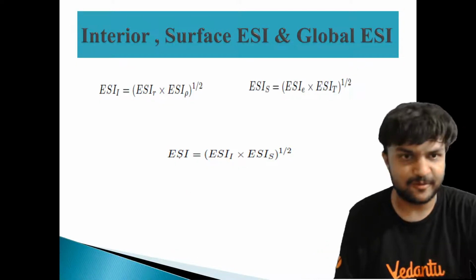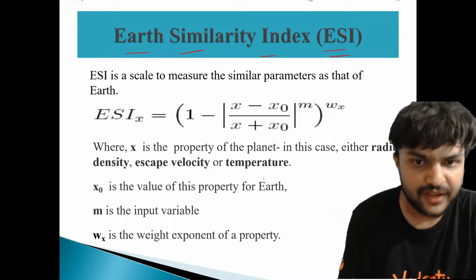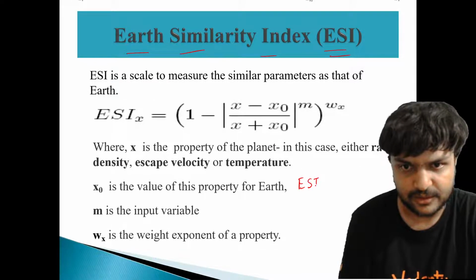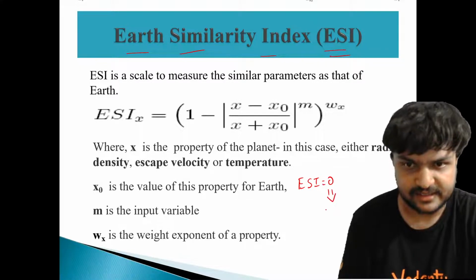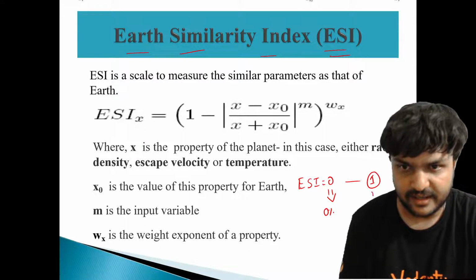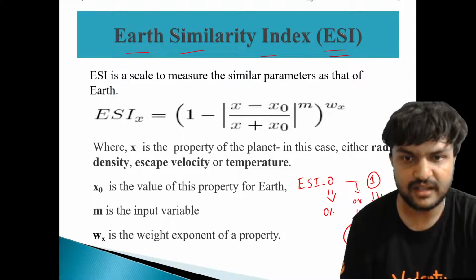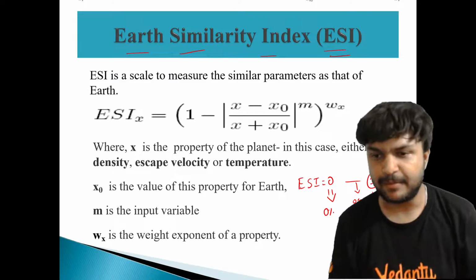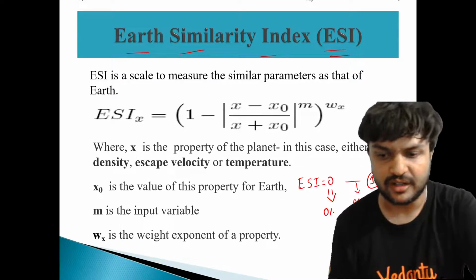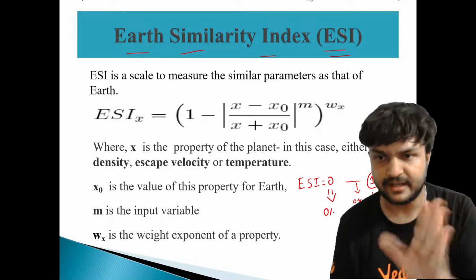let me write it in the way you guys will find easy. So if the ESI value is equal to 0, that means it is 0% similar to Earth. If it is 1, it is 100% similar to Earth, and if it is 0.8, that means it is 80% similar to Earth. That's how we compare Earth with other planets to check whether they are similar or not. So in order to find the twin Earth, we keep a threshold of 80% and above.